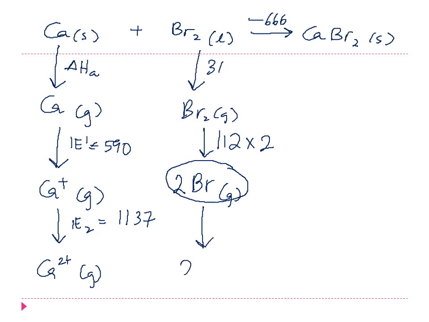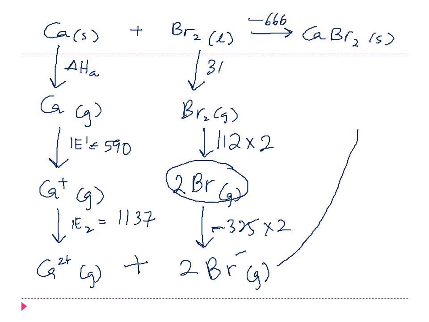So this one will go down to Br in the form of negative anion, in the form of gas, and this one is given in the question, negative 325. This is also multiplied by 2 because there are 2 reactions simultaneously happening. Now let's complete the cycle. Okay, plus and then go up. This is the lattice energy. So the lattice energy given to us is negative 2176.